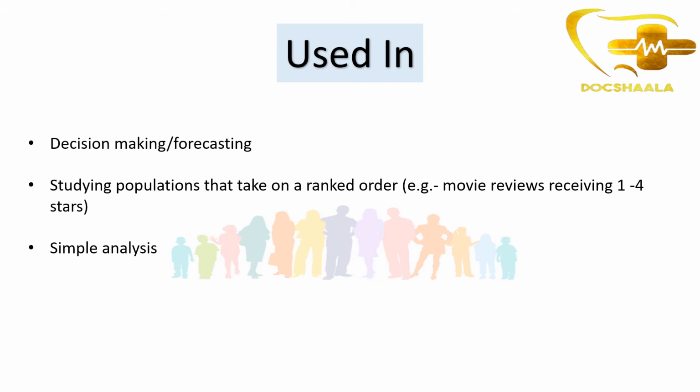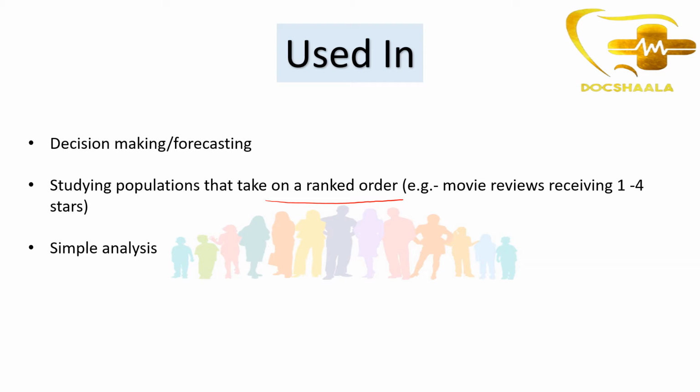So where is it used? It is used in making decisions or forecasting. Forecasting means we do some analysis for decision making which might be the truth in the future and will affect the future. That is what we do with this test. It is also used in studying populations that take on a ranked order. For example, movie reviews.